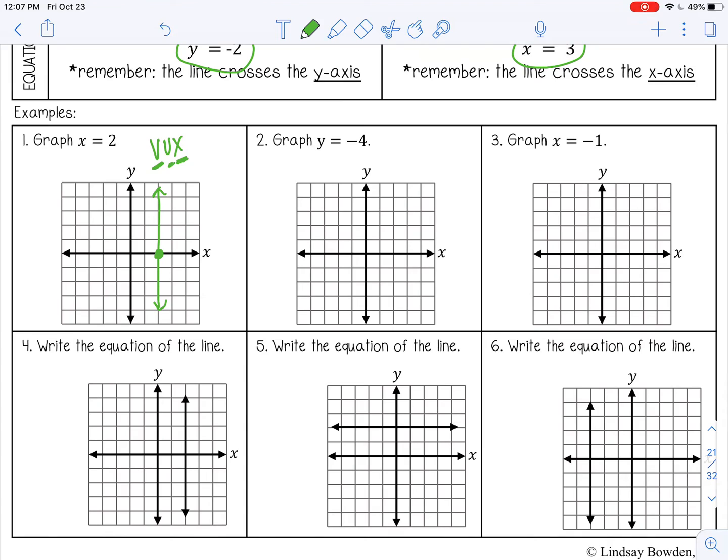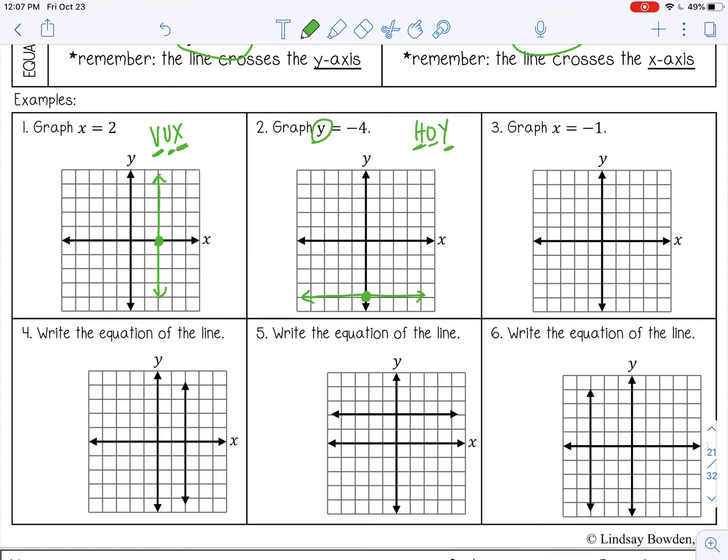Number 2, y equals -4. That means it's going through -4 on the y-axis. So it's a horizontal line. Remember, HOI, horizontal, it has a slope of 0, and it's y equals the number. And then number 3, x equals -1, so it's going through -1 on the x-axis, and it's vertical.